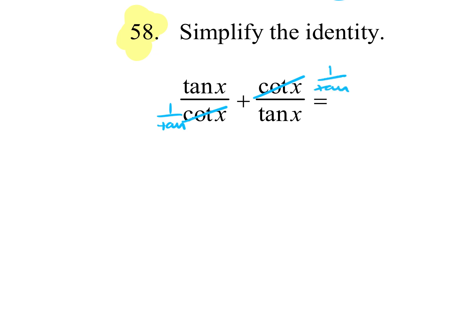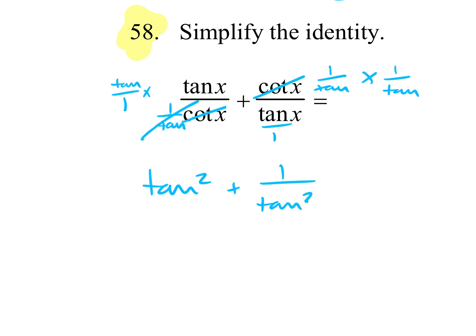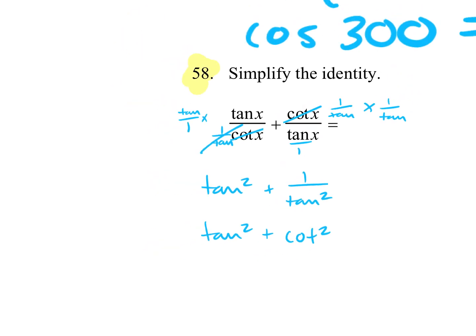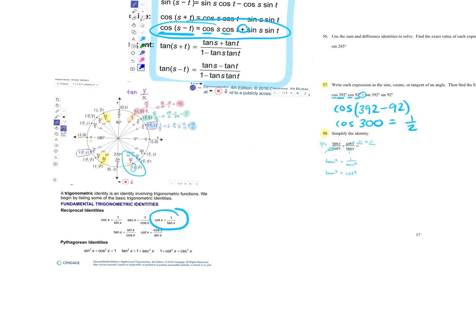What do we do when we have a fraction in a fraction? Keep, change, flip. So keep the top, change to multiplication, we'll flip the bottom, so it's tangent over 1. So this would be tangent squared. Plus here, keep the top, change to multiplication, and flip the bottom, it'd be 1 over tangent. So this would be 1 over tangent squared, which is the same as cotangent squared. And then here we probably just use one of our identities.